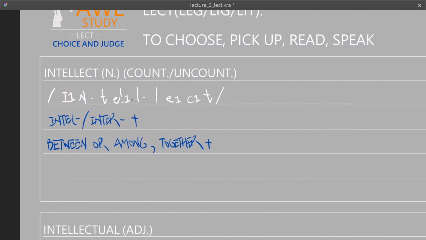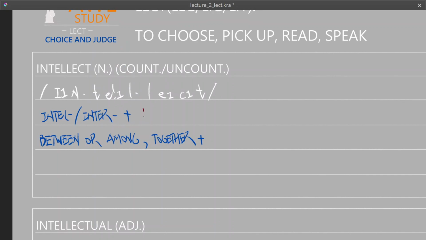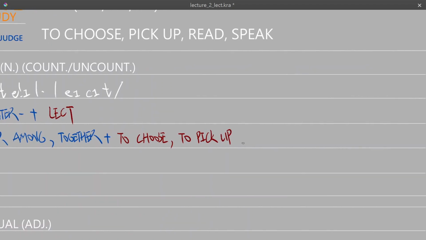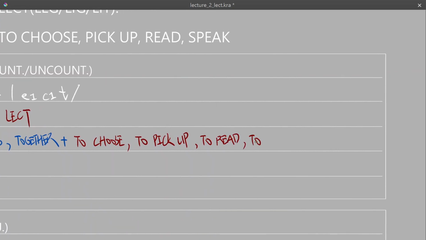And we have the root LECT, meaning to choose, to pick up something, to read or speak.